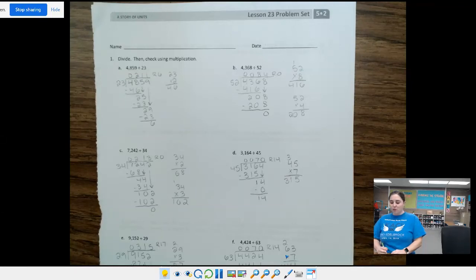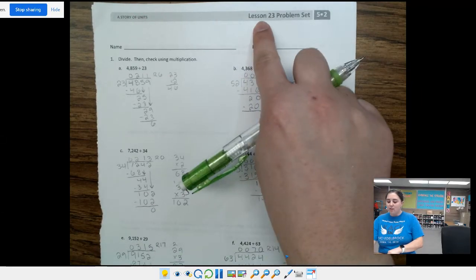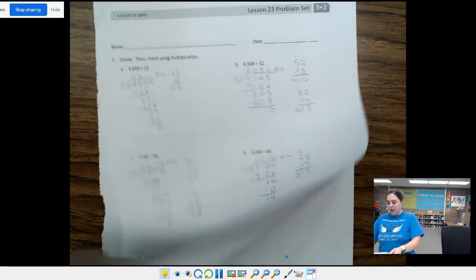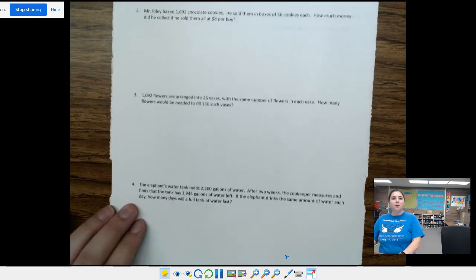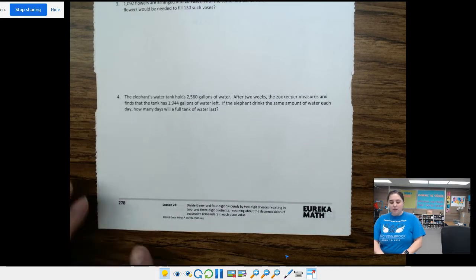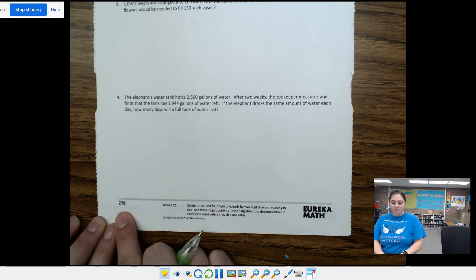Okay, let's try our challenge problem for today. So I'm on the lesson 23 problem set, and I would like you to go to the last problem, question 4. It's on page 278.